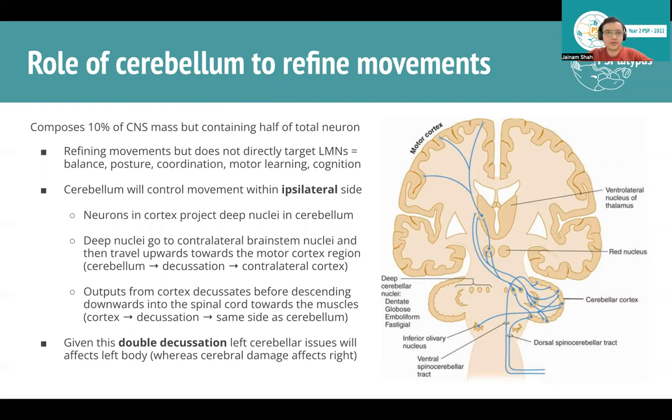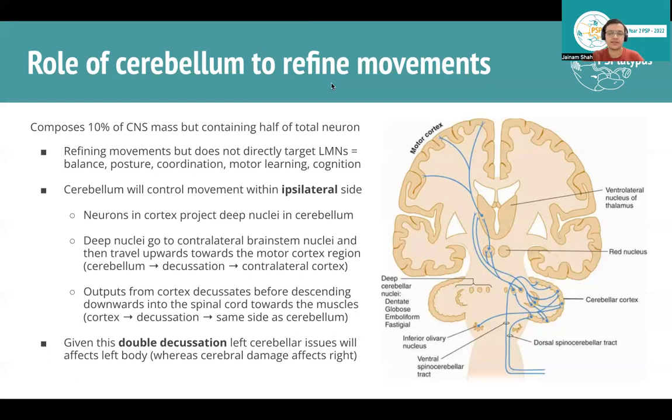So the cerebellum is an important part of the CNS, because while it composes only 10% of the mass, it contains half of the total neurons. So obviously there's a lot of inputs and outputs coming in and out of this particular part of the CNS. And it's responsible for refining movements, but it doesn't actually directly target the lower motor neurons.